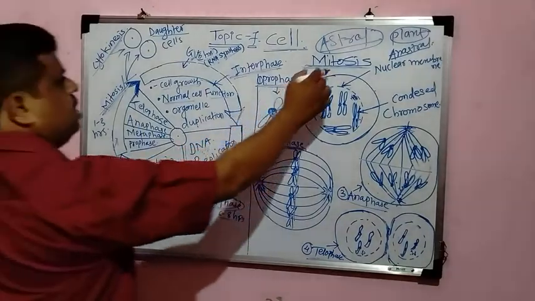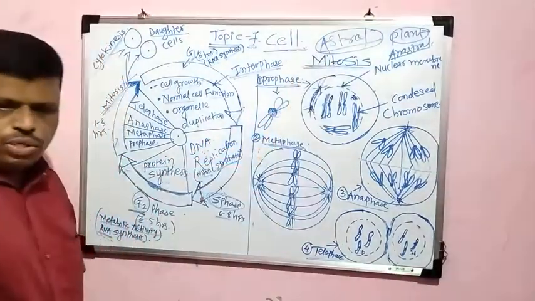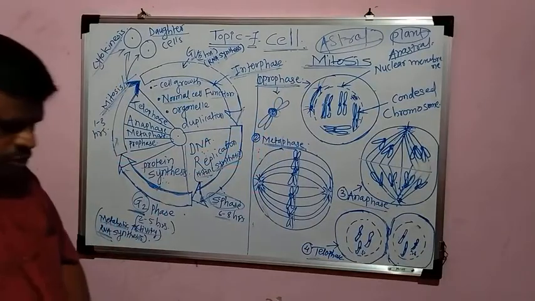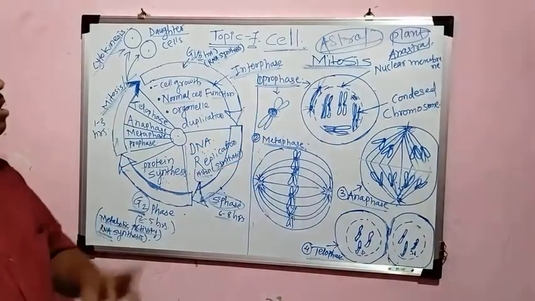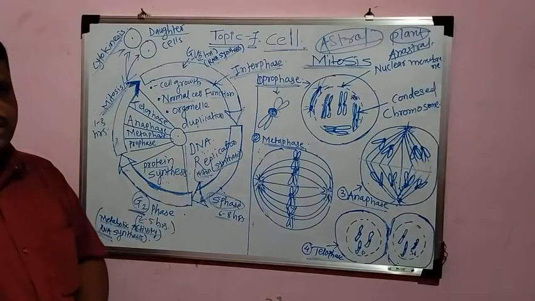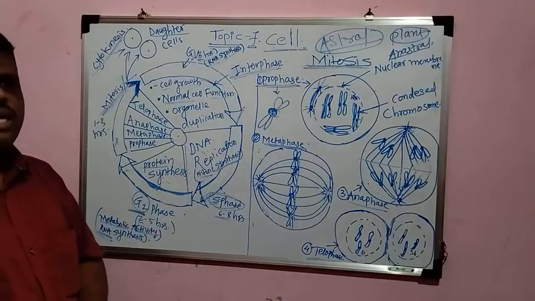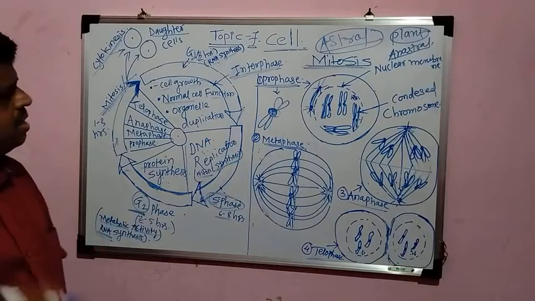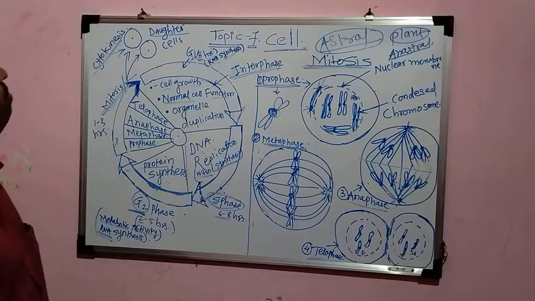Mitotic cell division takes place only in somatic cells, the body cells, as well as vegetative cells, while meiotic cell division takes place in generative cells or gametic cells. So today you have studied the cell.